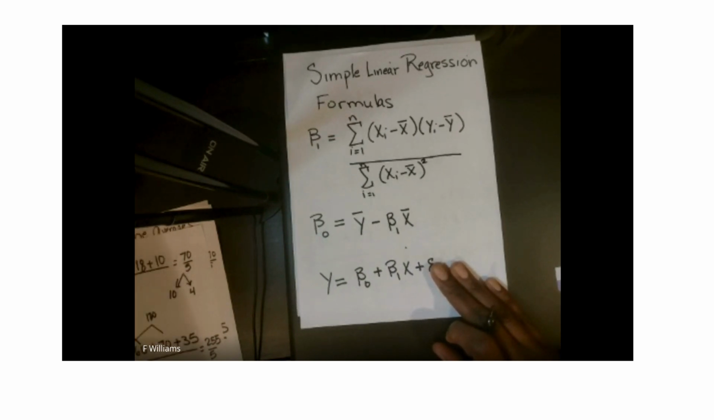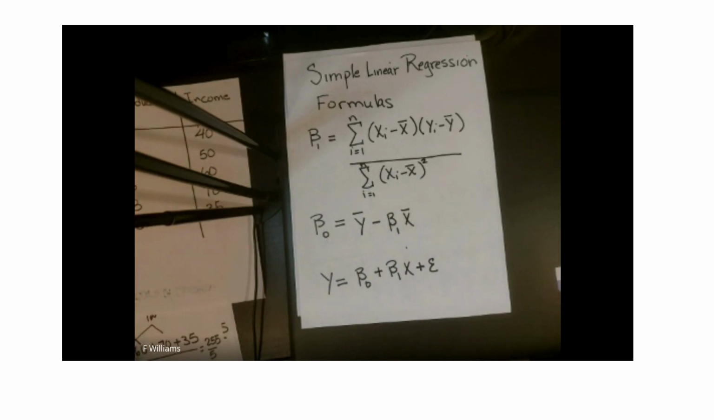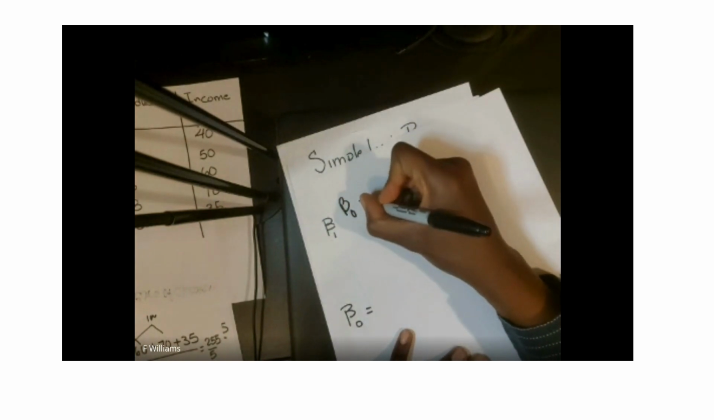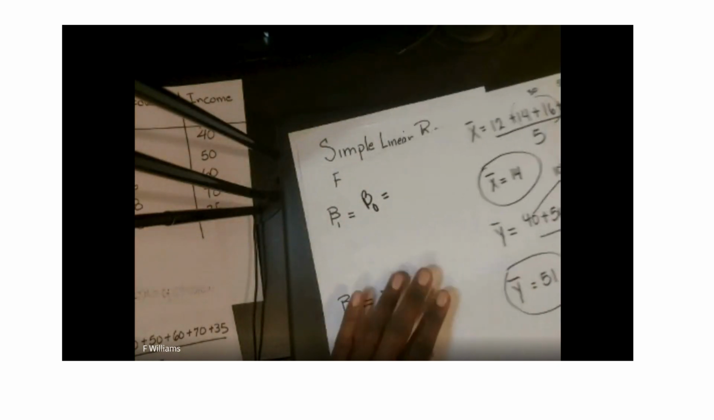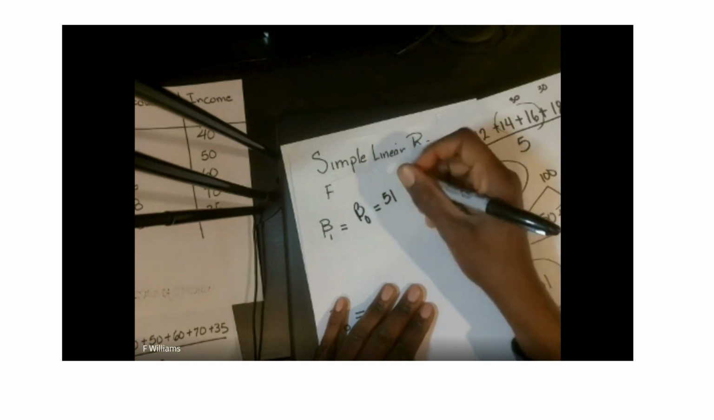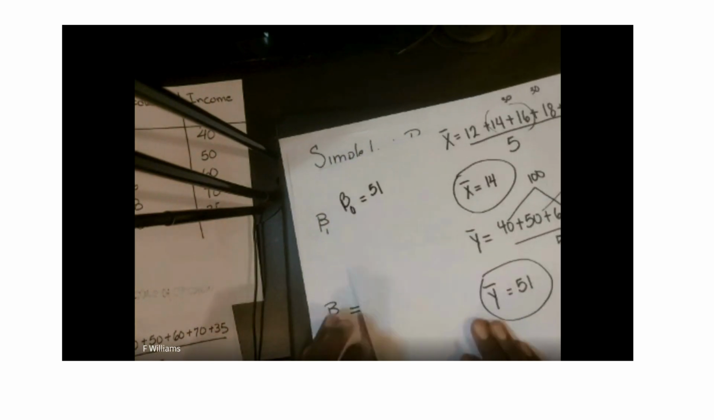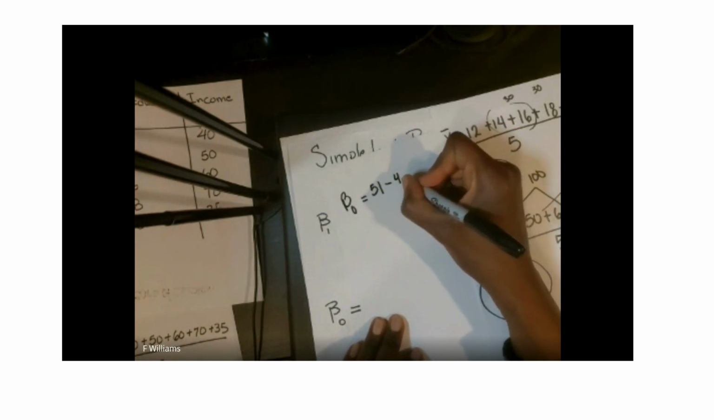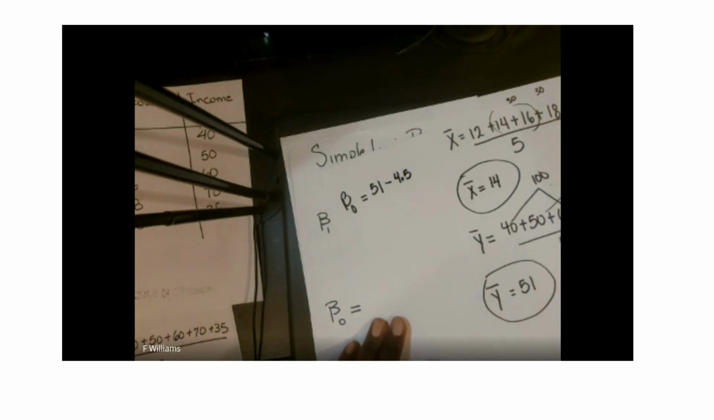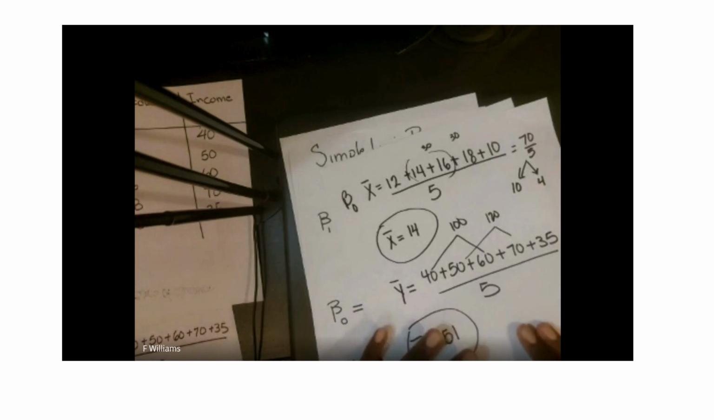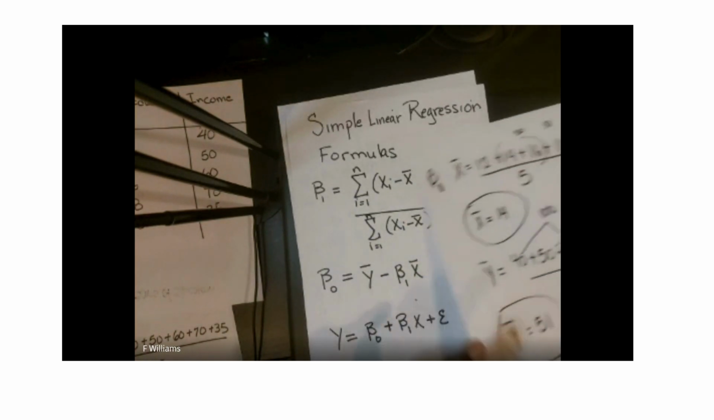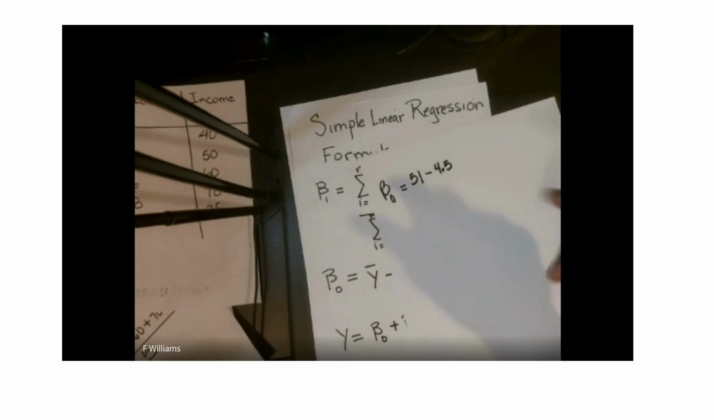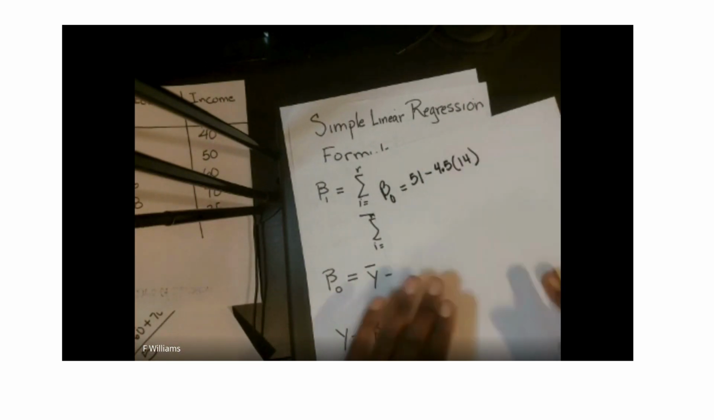So now we know that our beta 0, our y bar was 51. So you put our 51 here. That's our y bar. And it's minus beta 1. And our beta 1 was equal to 4.5 times our x bar, which is 14. That's our equation here, x bar. Okay. This is times 14.